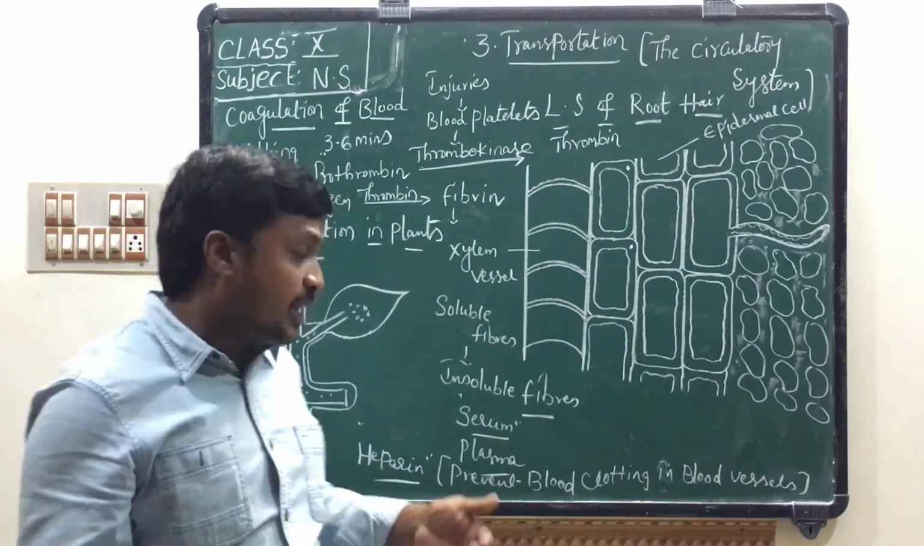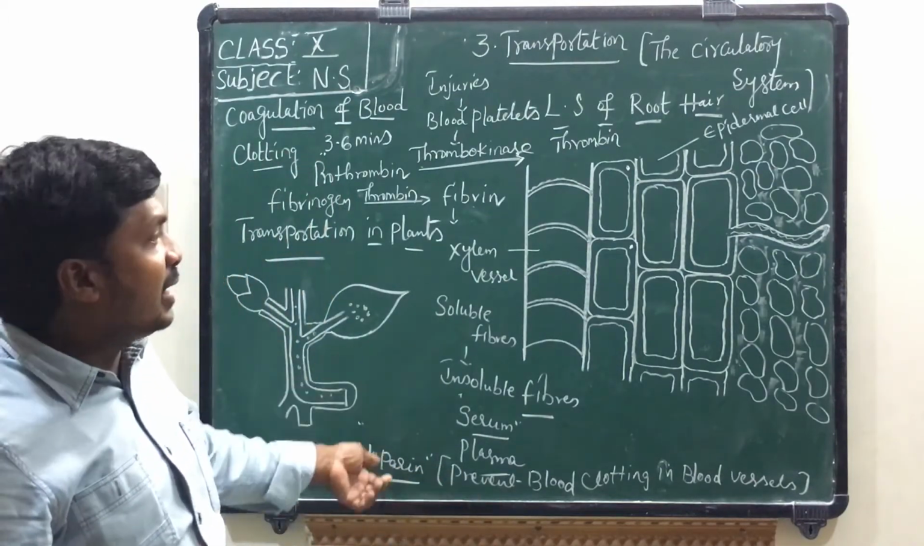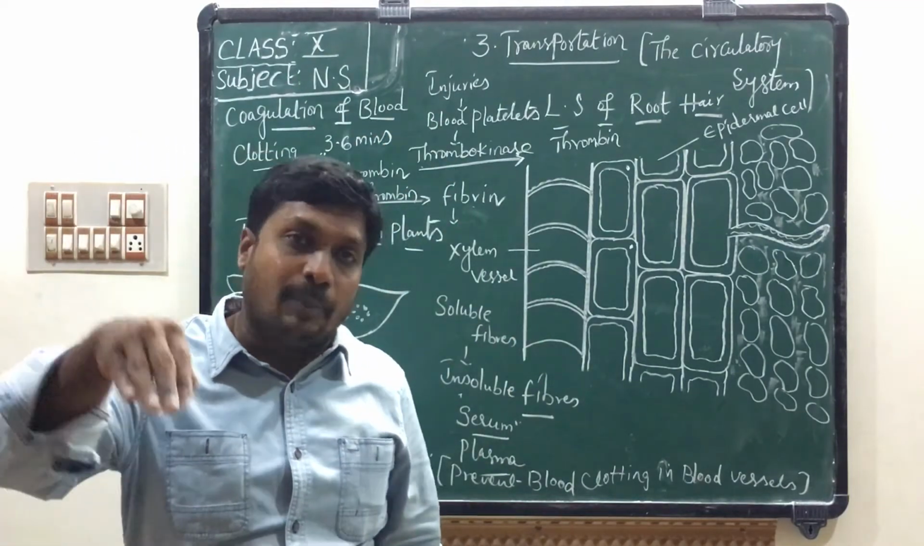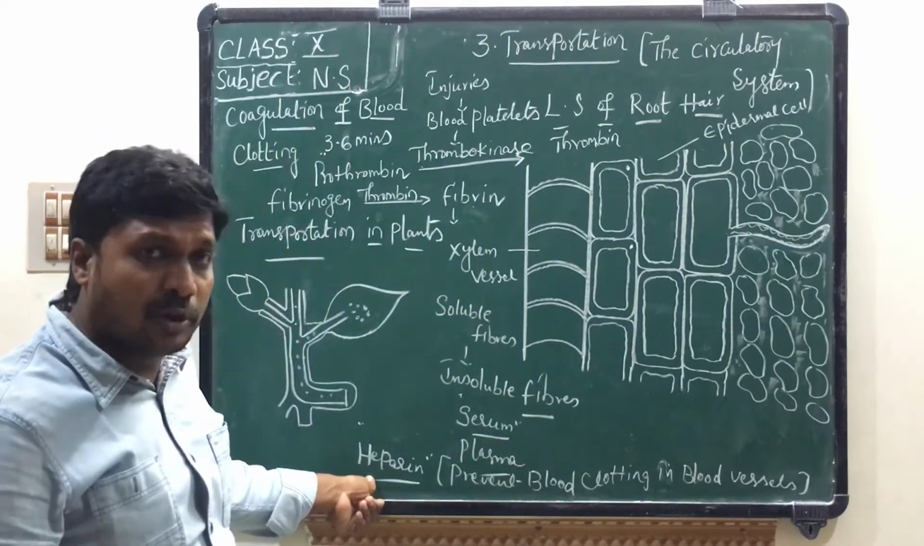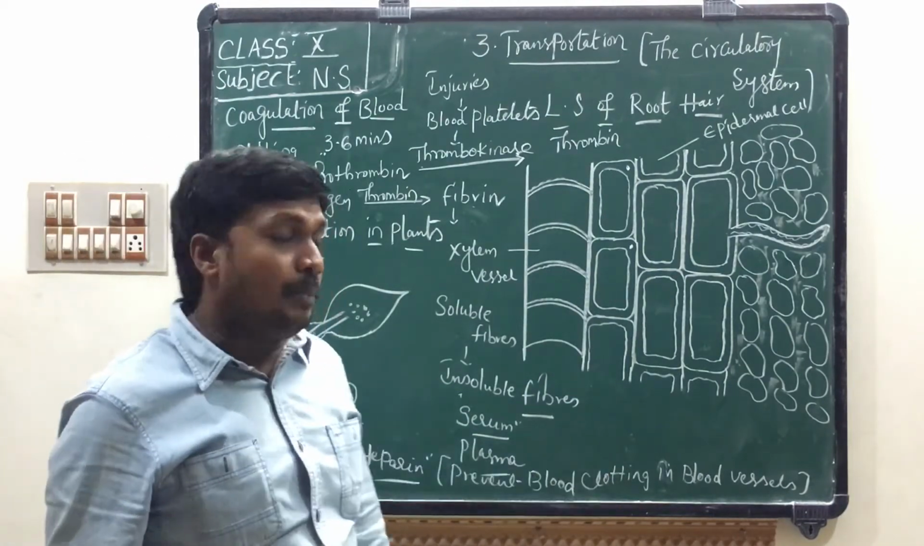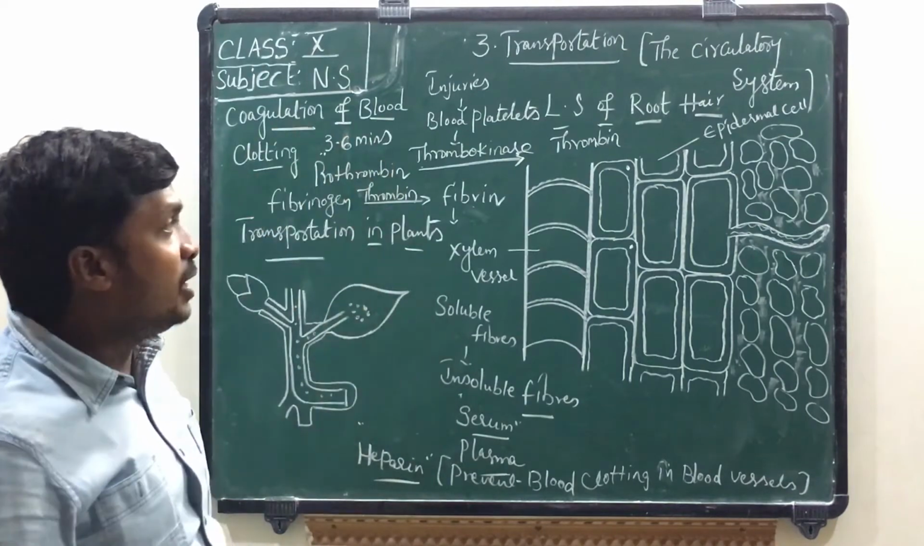Outside of the blood vessel there is no heparin. Already the blood has blood platelets. These platelets are helpful for blood clotting. Inside of the blood vessel, there is a substance called heparin. This heparin prevents blood clotting in the blood vessels. This is about coagulation of blood.